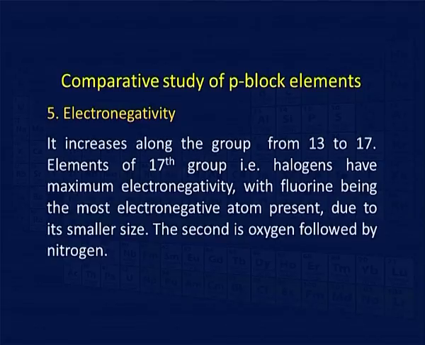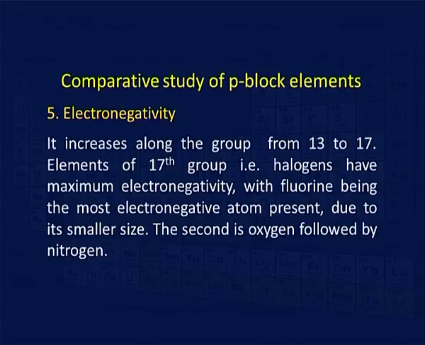Next aspect is electronegativity, meaning the tendency to attract and accommodate an electron in its isolated state. It increases along the group from 13th to 17th. Elements of the 17th group, that is halogens, have maximum electronegativity, with fluorine being the most electronegative atom due to its smaller size. After fluorine, the second is oxygen, and then nitrogen.